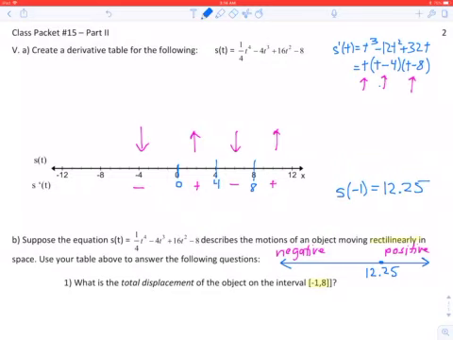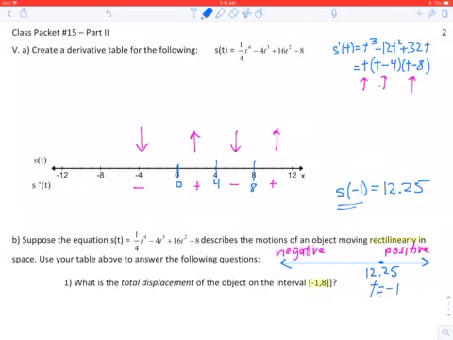Now, we're going to move from there. So that's where the object starts, at 12.25. Notice that's the s value. It's not the x value or the t value. The object's starting at 12.25 at t equals negative 1.